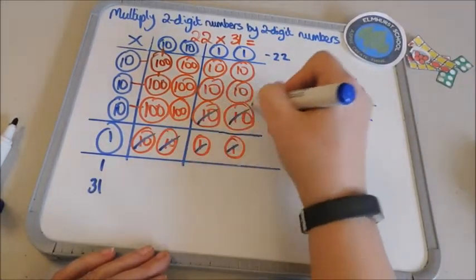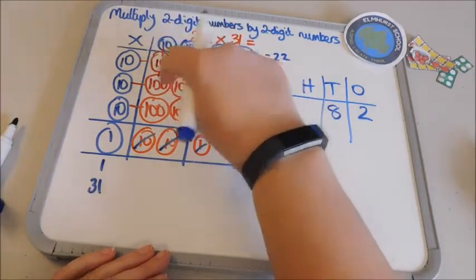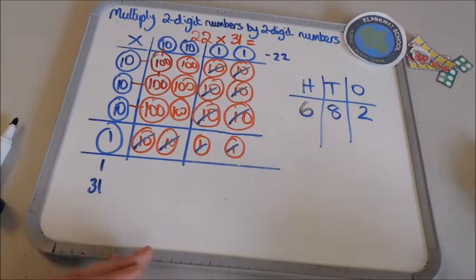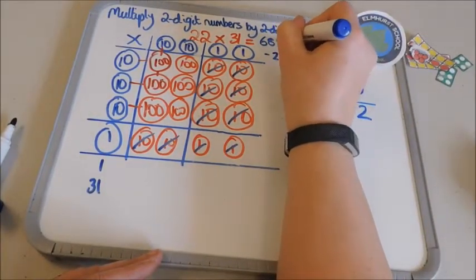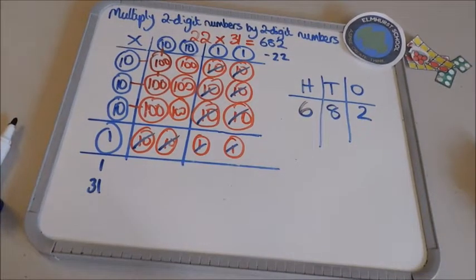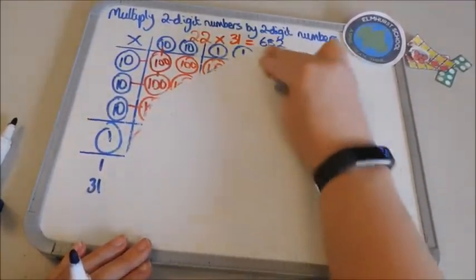I can cross those off because I've counted them. And then how many hundreds? 1, 2, 3, 4, 5, 6, 600. So my answer is 682. I'm going to show you that again using a different number.